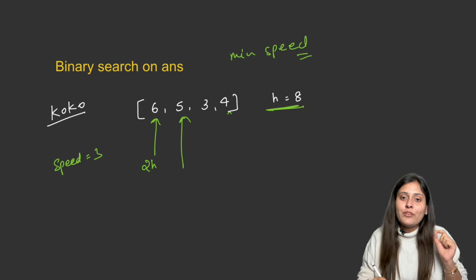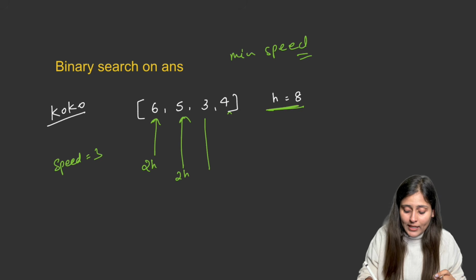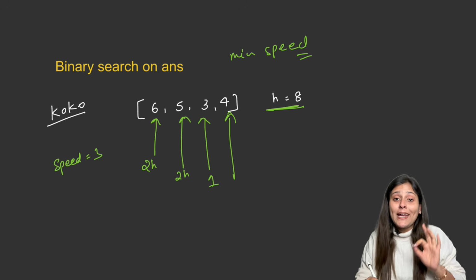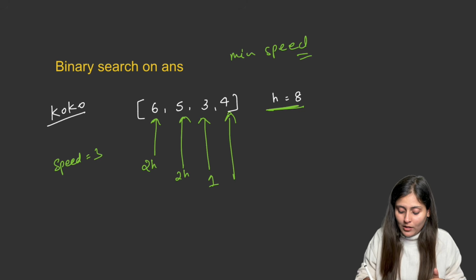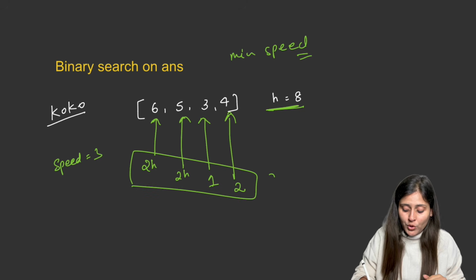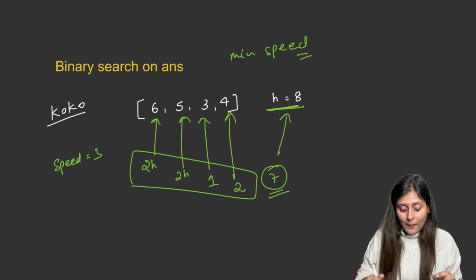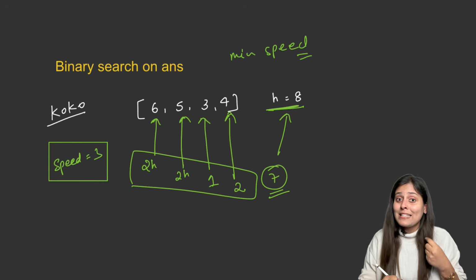Similarly, 5 divided by 3 is 1 point something. Again, you will take 2 hours. 3 divided by 3, you will take 1 hour. And 4 divided by 3, you will take 2 hours because it is 1 point something. So the total hours is 2 plus 2 plus 2, 6, plus 1, 7. So you are taking 7 hours. Again, it is lesser than 8. It is a valid answer, but is it the minimum answer?